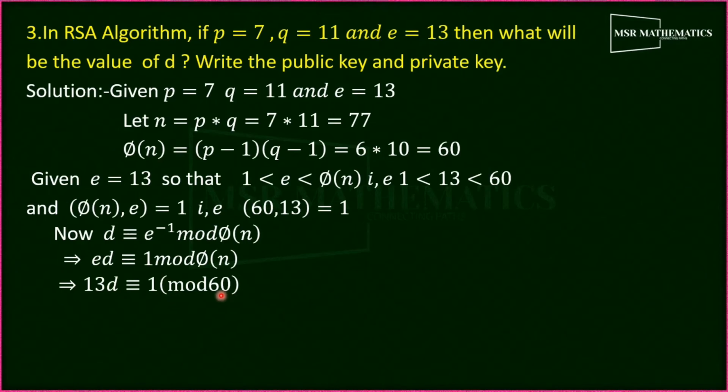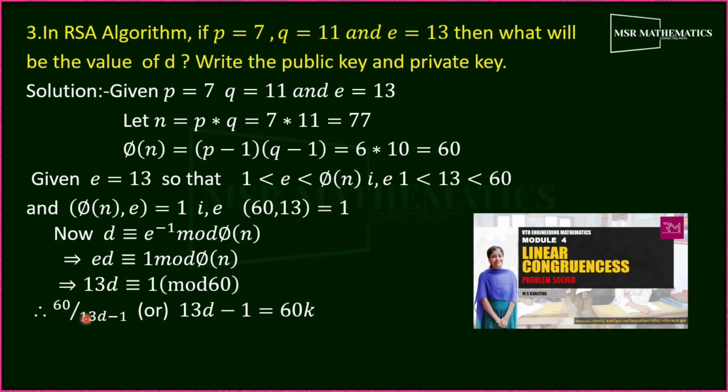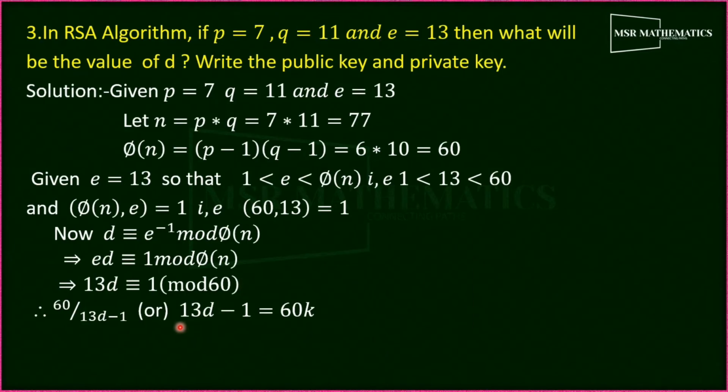In the previous problem, we could directly, by inspection, substitute the D value. But in this problem, it is complicated to substitute D directly. So the next step is to find the integer value for D. As we already discussed in the previous videos, for any congruency we have a procedure to find the integer value. Here 13D is congruent to 1 under modulo 60.